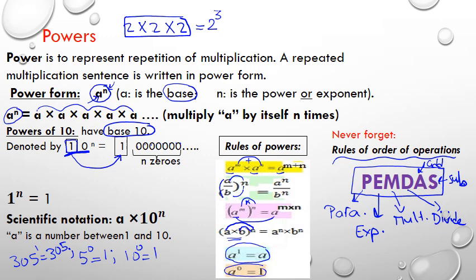So if we want to apply rules of order of operations, the strongest is the parenthesis, then comes the exponent, then we multiply and divide from left, then we add and subtract from left. These are the important rules of order of operations.